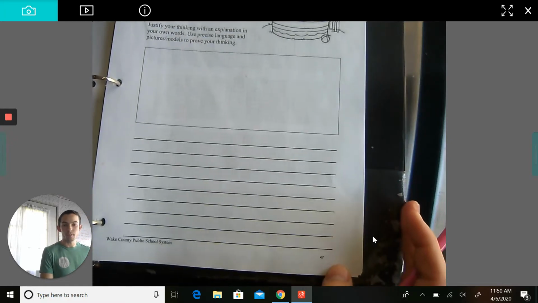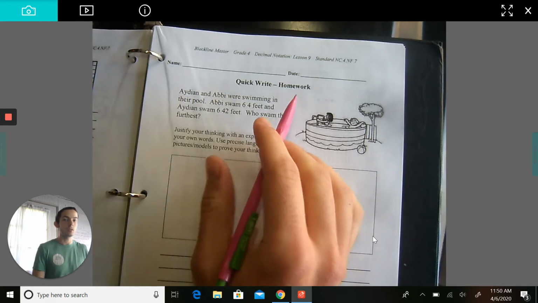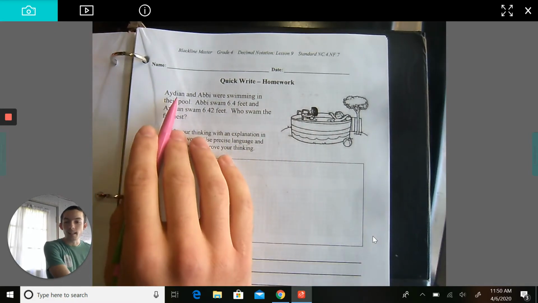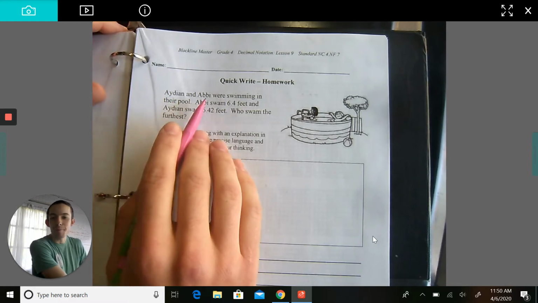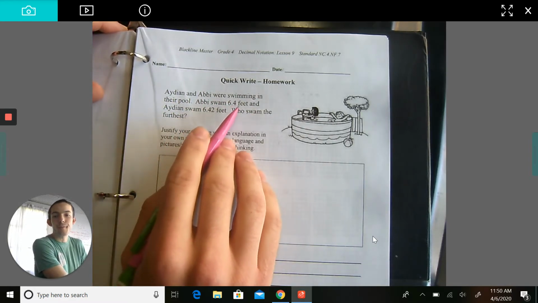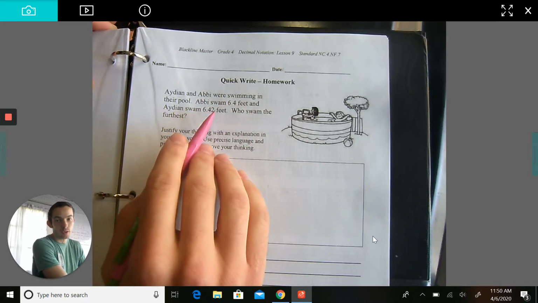Hi, everybody. We're reading from page 47 on quarter 3. This is the quick write for a homework assignment. The problem begins saying, we'll say Aiden because we have an Aiden. Aiden and Abby were swimming in their pool. Abby swam 6.4 feet and Aiden swam 6.42 feet.